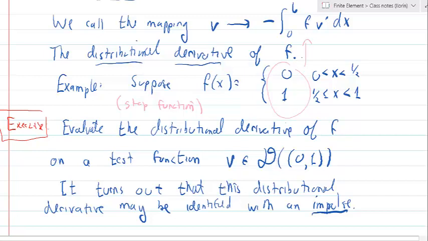And it turns out that this distributional derivative may be identified with an impulse. All right, you'll find out that when you evaluate the integral of f v prime, you get a very simple result. Now remember, v is a C infinity function that is 0 at 0 and also at 1. Because in this case I'm looking at 0, 1, so my L is 1.